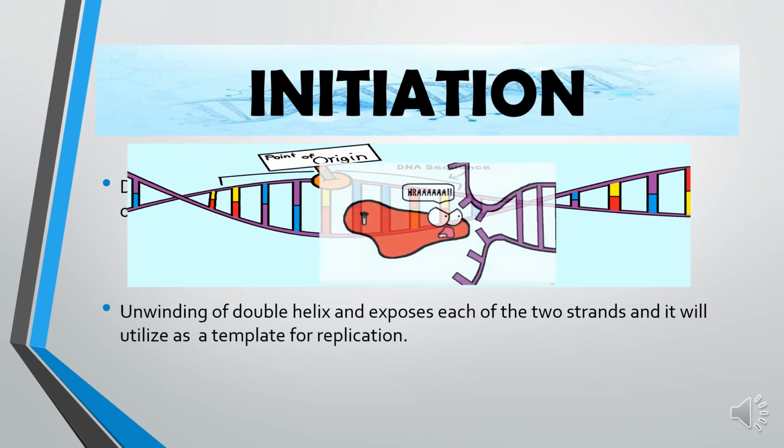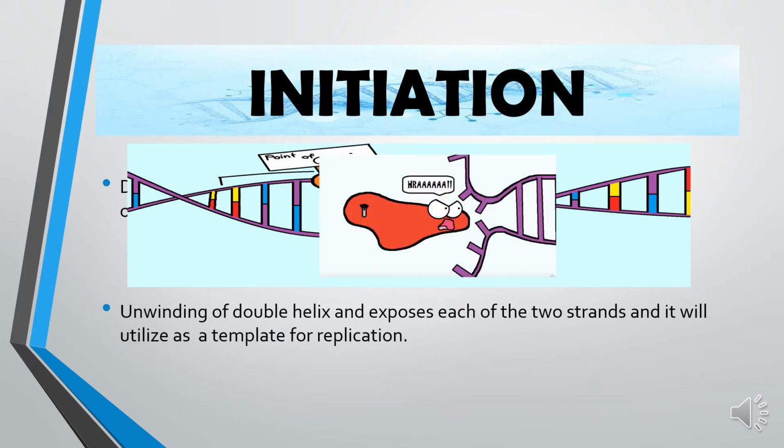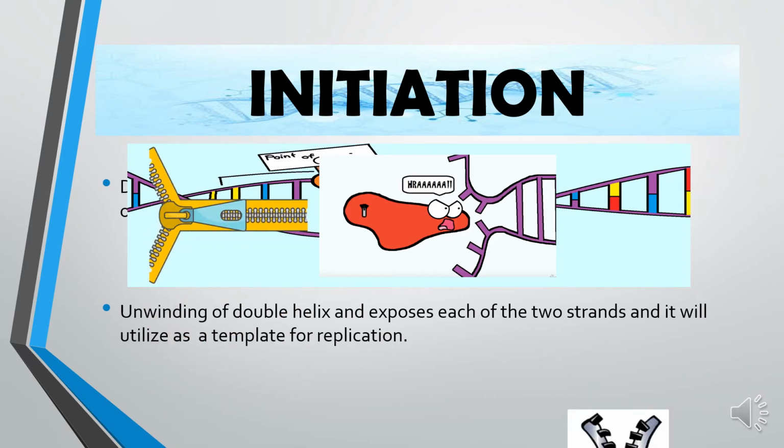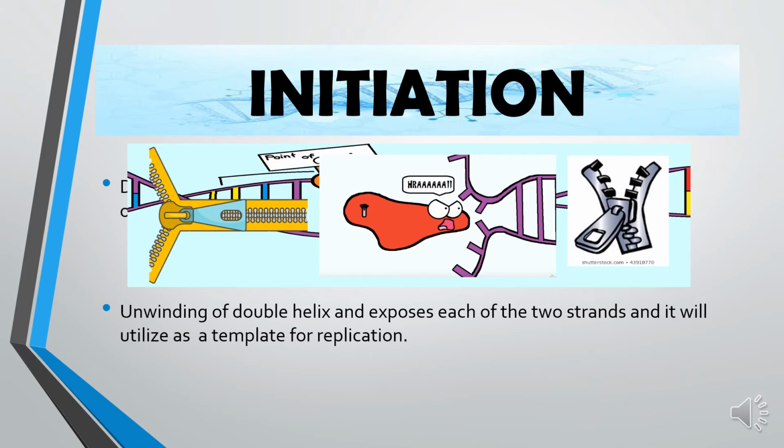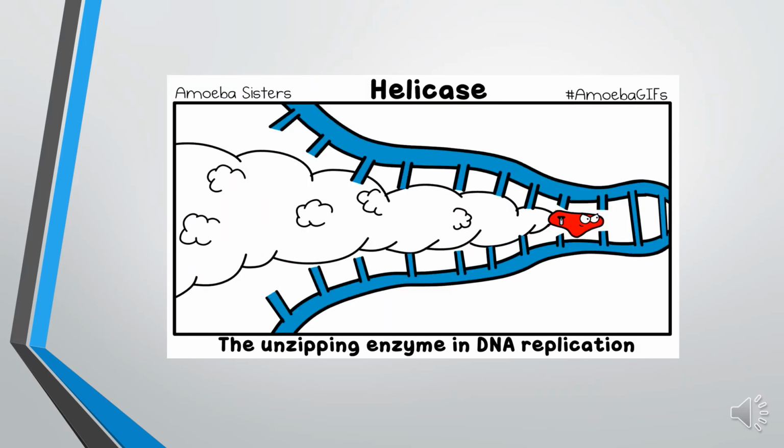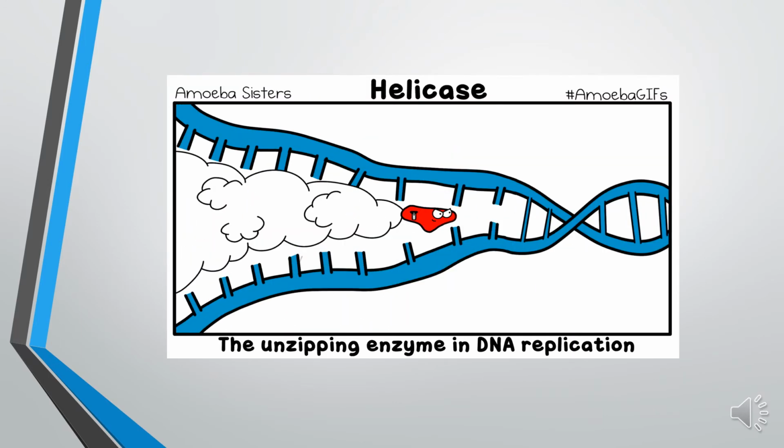So that unwinding of the double helix is the function of the helicase. Just think of a zipper as the double helix and the slider as the helicase. The helicase will break the hydrogen bonds, and it will create an incomplete strand from the original strand. Just look at the picture. That's how helicase works.